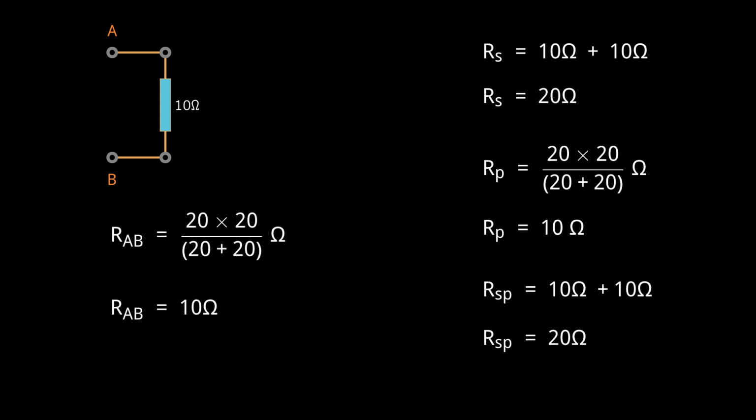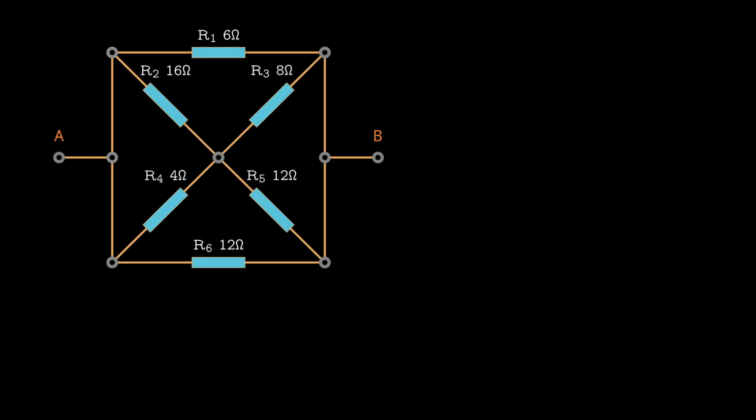All right, let's dive into another example that's a bit more challenging than the previous two. As in the earlier examples, our goal is to find the equivalent resistance between nodes A and B. At first glance, it might not be obvious, but resistor R2 is in parallel with resistor R4, and similarly, resistor R3 is in parallel with R5. Let me redraw the circuit to make things much clearer.